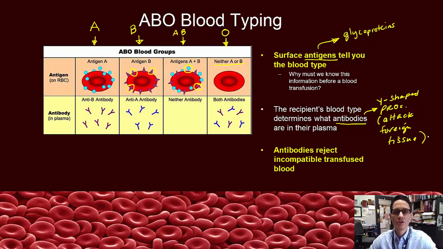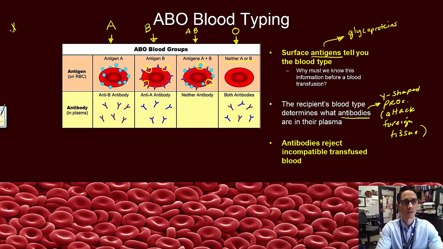Depending on what our blood type is, that's going to tell us what antibodies we have in our plasma that will reject incompatible blood. So when we're trying to determine what antibodies are in our plasma, we always have the antibodies that are opposite of our surface antigen. So I'll write that for you here.